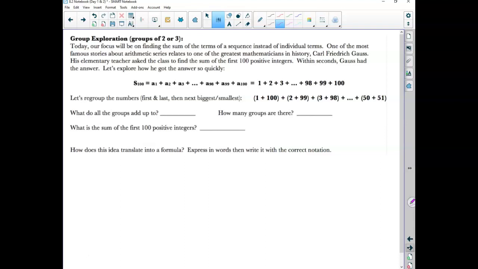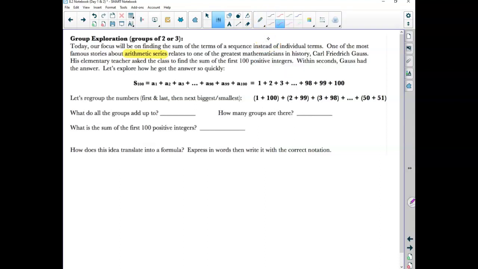So the first 100 positive integers, 1, 2, 3, and that's adding them all together. And just so you know, we have been talking about sequences, okay? And this is a series, because all of my terms are separated by addition signs rather than a comma. If it's a sequence, the numbers are separated by commas. That's the difference between a sequence and a series.